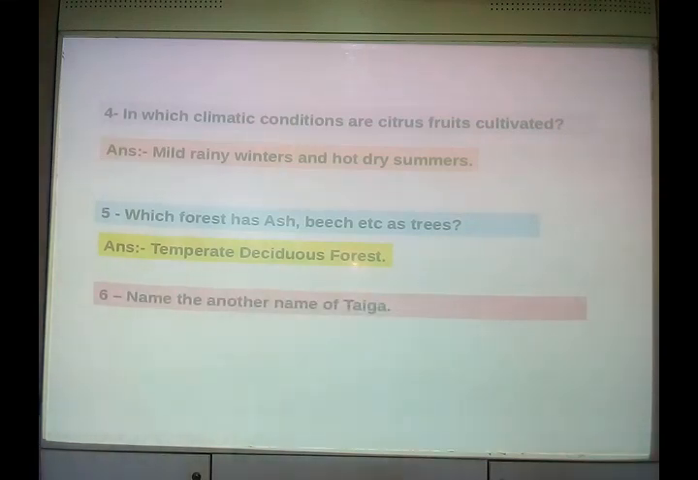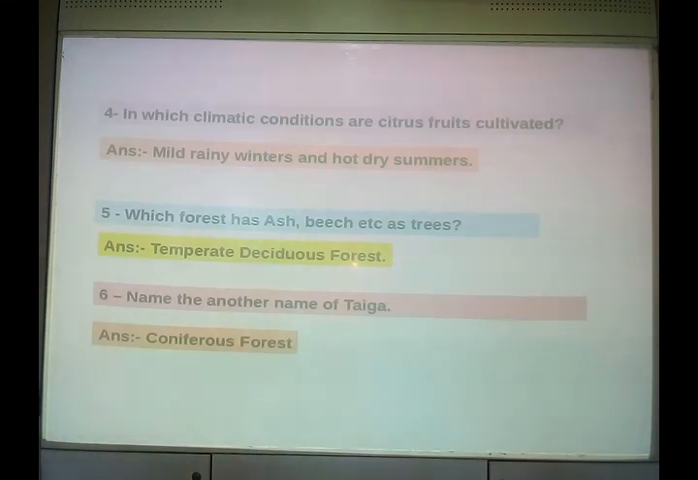Your next question states that name the another name of taiga. Yes, have you remembered another name of taiga? What kind of forest has been given another name as taiga? Yes, it is coniferous forest, right? So another name of taiga. Taiga is the name given to which kind of forest? It is coniferous forest. Coniferous forests are also known as taiga, right? Yes. So these are the types of forest.